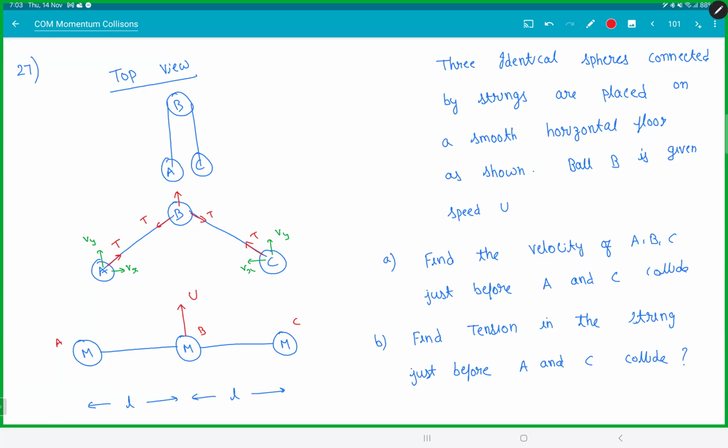U by 3. It's not U by 3. U by 3 for what? All the 3 speeds. All 3 won't have the same velocity. Think, take a minute. I'll show you the speed part.